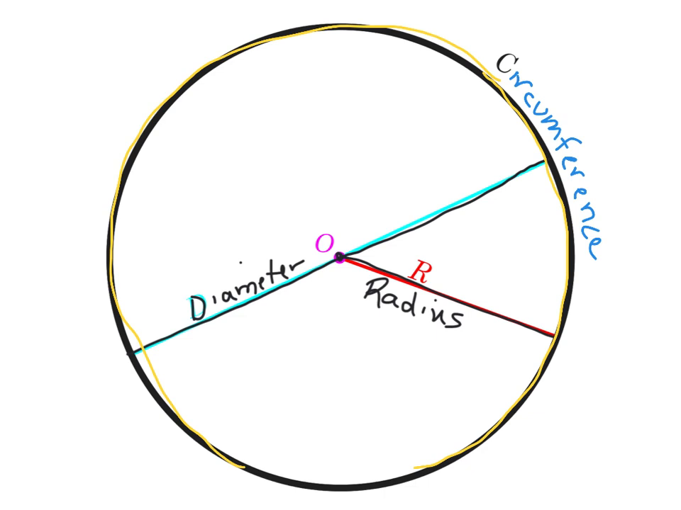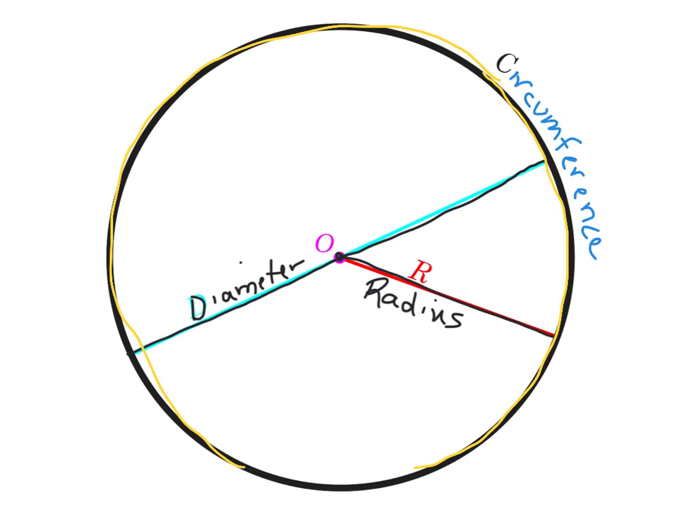One thing we can note here: a diameter is equal to two radiuses. This radius and this radius are all the same length. So radius and radius, two radii, the plural is radii, make up the diameter.